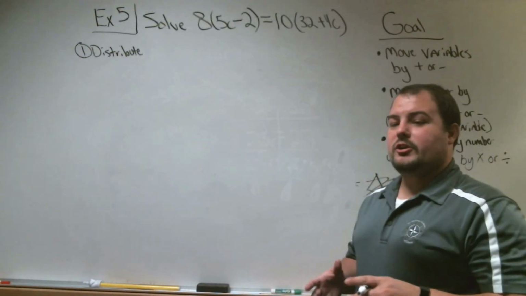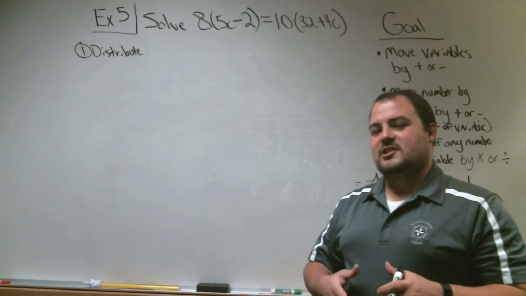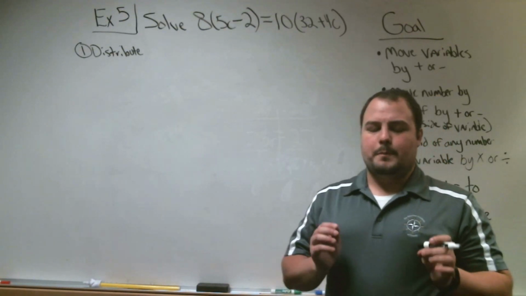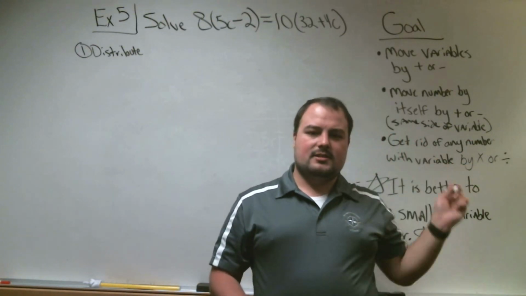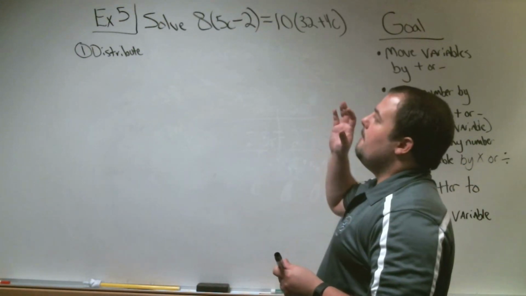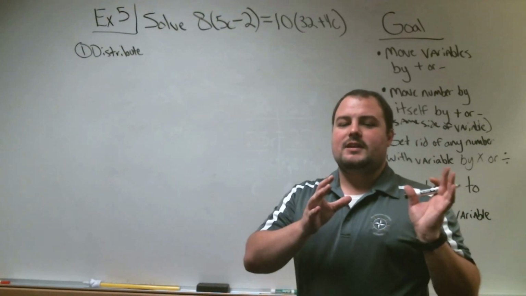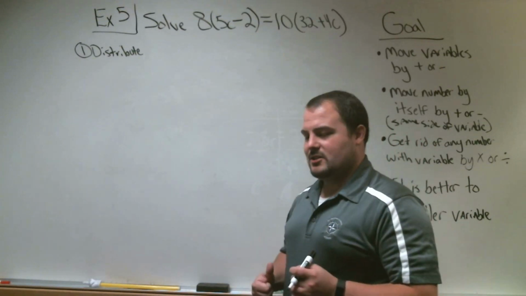In example 5, we're going to see something different. This is something that's going to have a special solution. So pay attention to what we're doing in this problem. We're still going to solve it the same way, using the goals that we have here. But we're going to see something different, and I'll show you what that is once we get into this problem.